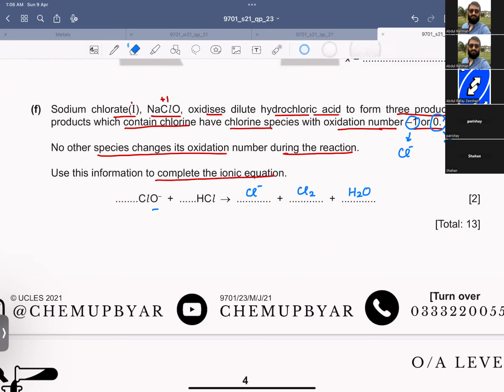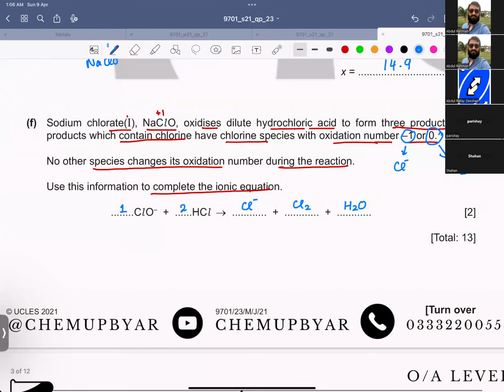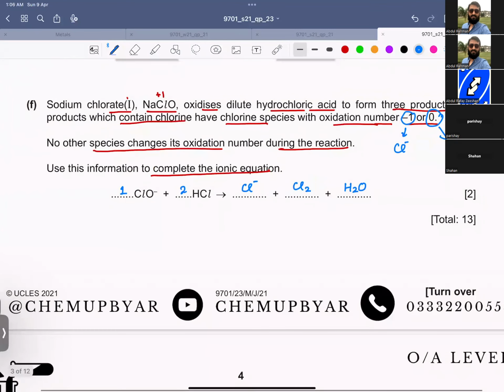Now, to balance the equation, as I got two hydrogens over here and here I have only one hydrogen, I would place 2 over here as a coefficient and 1 over here as a coefficient. Now my equation is balanced and correct. Yes, is this clear to everyone? Okay.